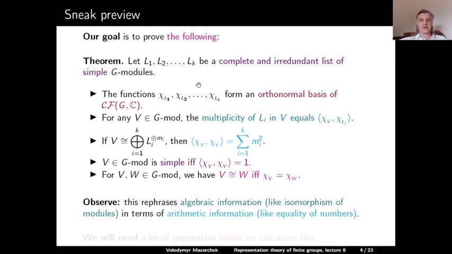It is good to observe that this theorem rephrases a lot of algebraic properties and algebraic information, like isomorphism or simplicity, in terms of arithmetic information, like one number is equal to another number or some number is equal to 1. So in particular, the last two properties are really extraordinary. It is usually quite difficult to check that some G module is simple. However, this theorem reformulates this property in terms that the scalar product of its character with itself is just 1. And similarly, in order to check that two modules are isomorphic, we just need to check that their characters coincide. So these are very strong properties where algebraic information is reduced to some numerical verification. And we will need a lot of preparation before we can prove this theorem.